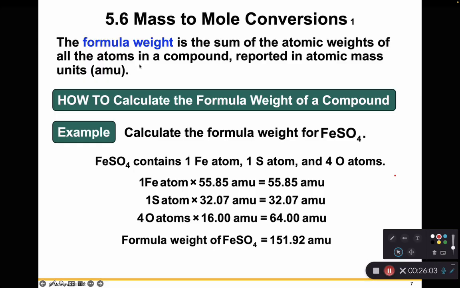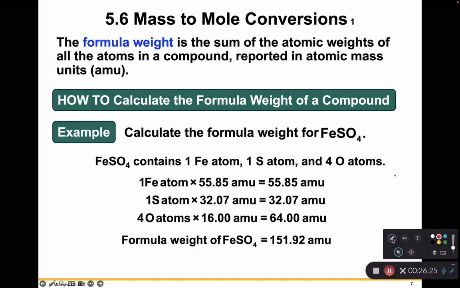By definition, the formula weight is the sum of atomic weights of all the atoms present in the compound. And generally, we report that in atomic mass units, AMU. Okay, this part is easy. You just need the periodic table that has the atomic weights written on it.